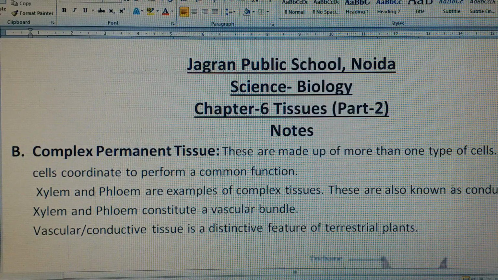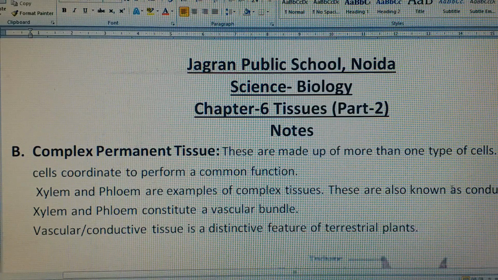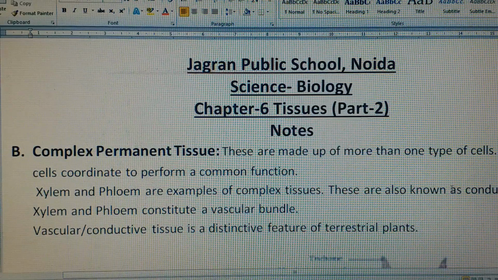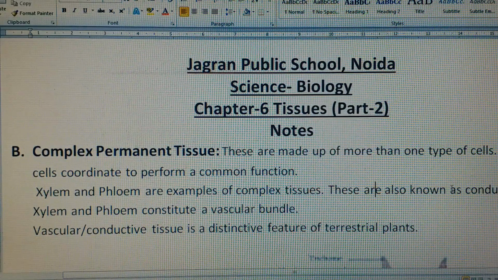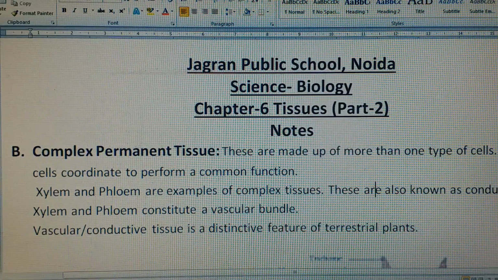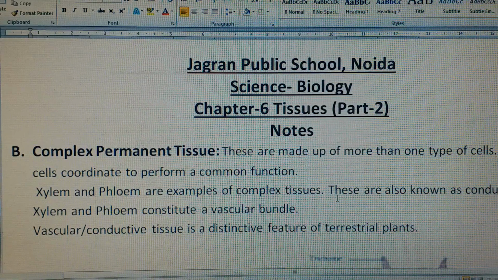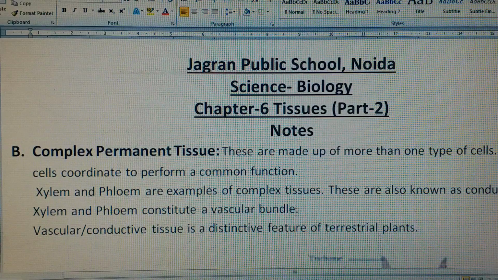Conductive tissues means the tissues which allow the flow of food or water into various parts of the plant body. That is why they allow the flow of food, water and minerals to various parts of the plant body. That is why they are called conductive tissues. Conductive means which allow flow. Clear? Okay.